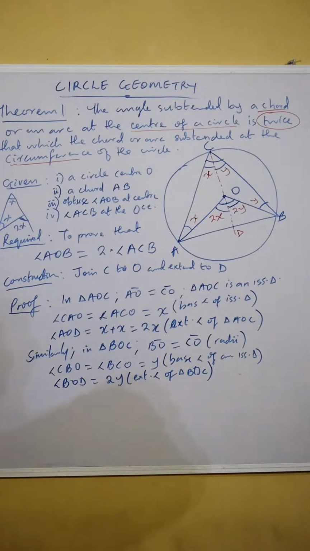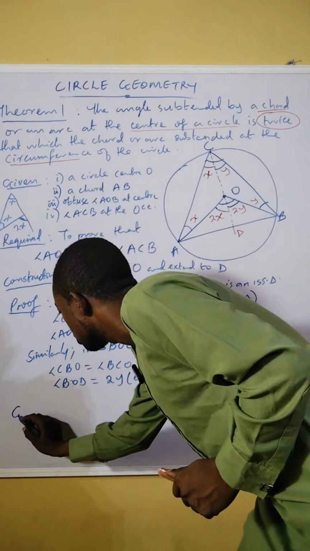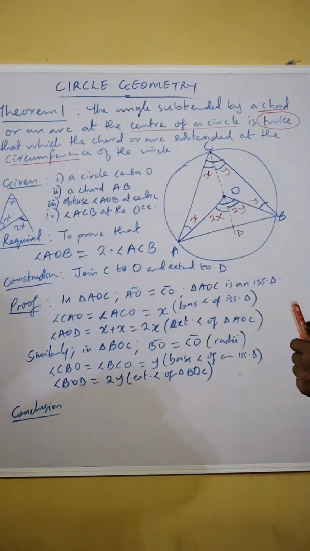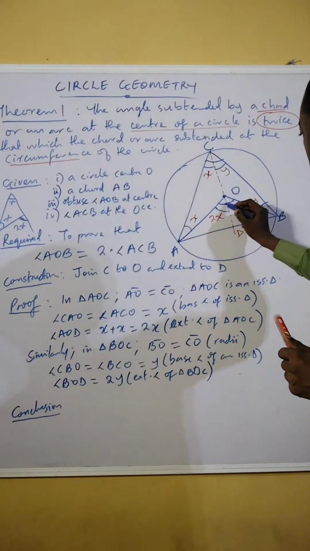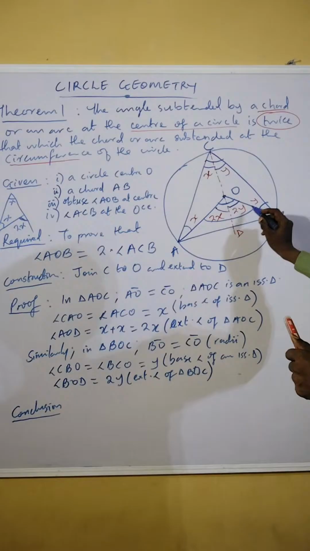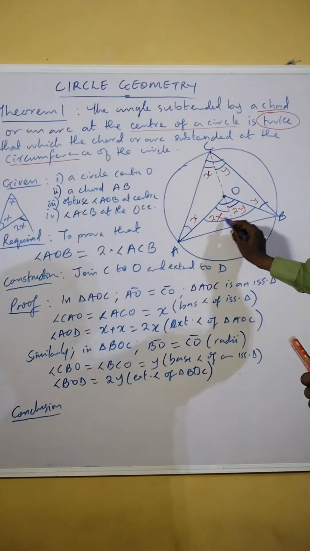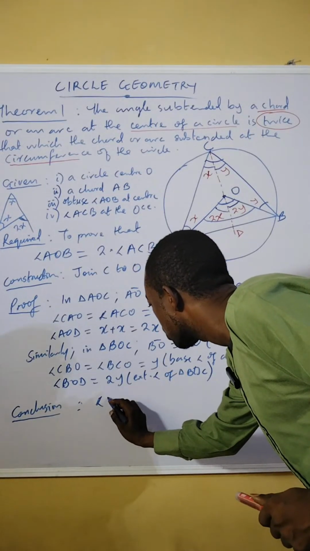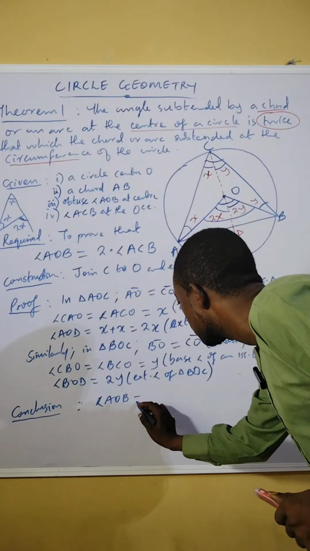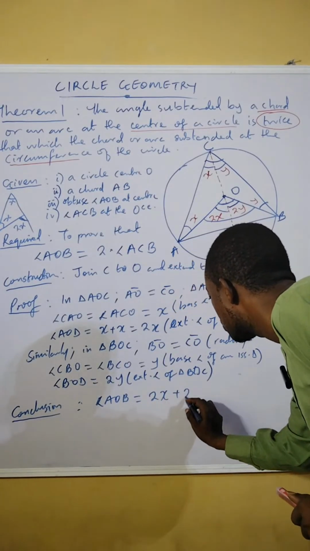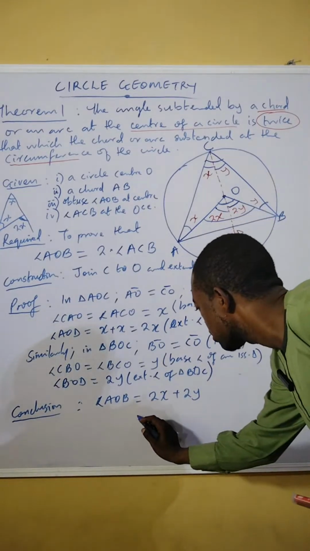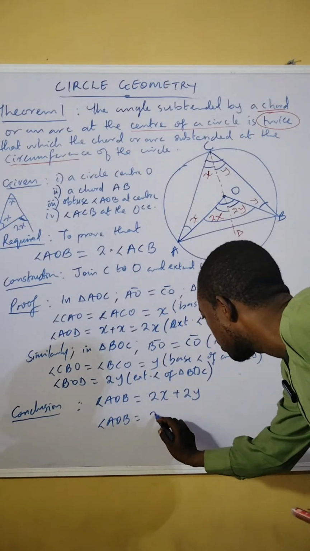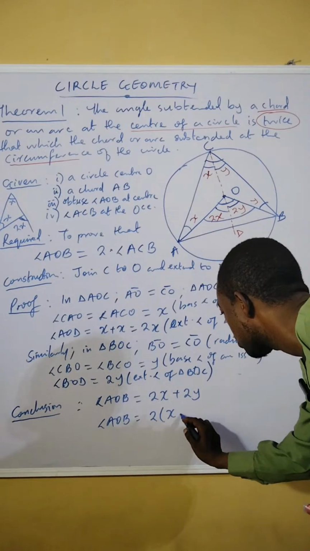All right. Now, let's conclude. To conclude in this theory, conclusion. We should look at this angle at the center. The totality of this angle at the center is what we have here. Now, this angle AOB is 2x plus 2y. Here we can say that angle AOB at the center is equal to 2x plus 2y. And don't forget that angle AOB is equal to, 2 is common here, we factor it out and we have 2 into bracket x plus y.